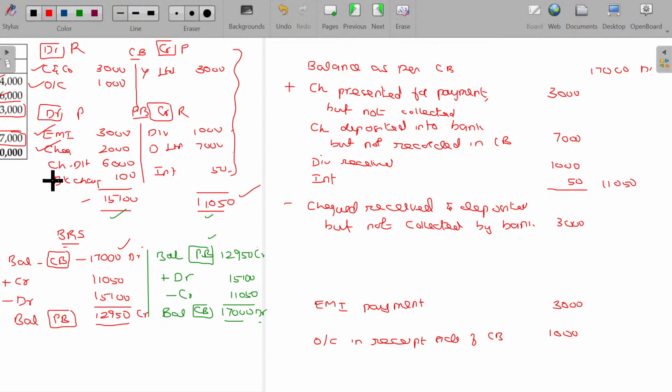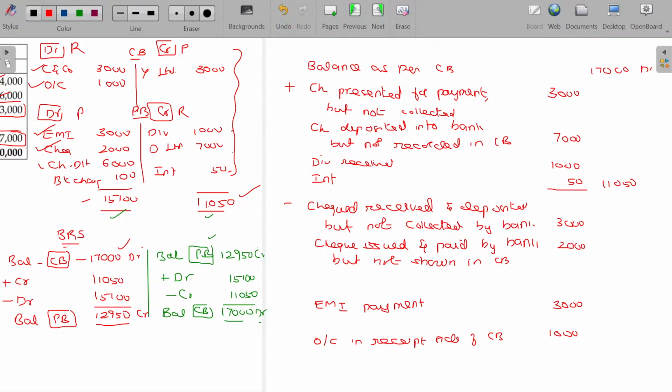What about this one? Check, 2,000 rupees. We have issued the check and the party encashed it, but we missed showing it in our books. So that will be related to the check. Okay, check issued and paid by the banker, but not shown in the cash book, the value being 2,000 rupees.